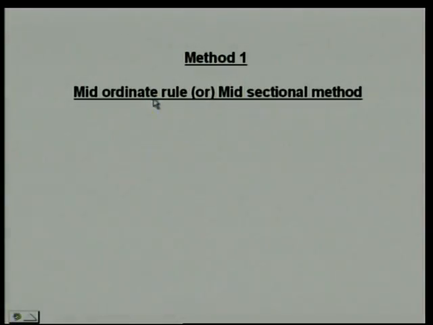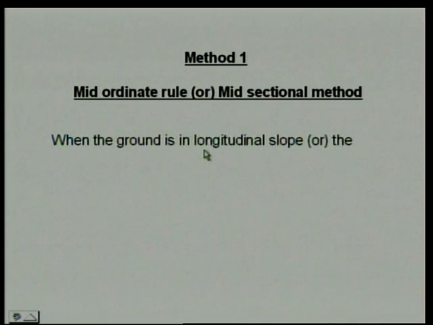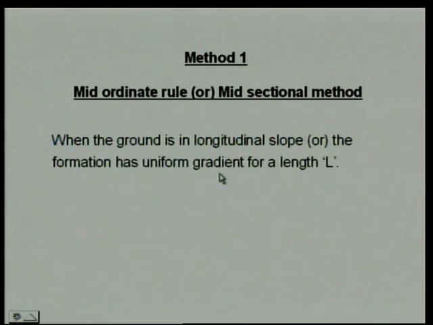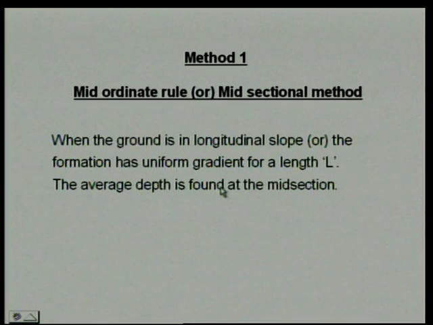Method 1, mid-ordinate rule or mid-sectional method. In this method, when the ground has a longitudinal slope or the formation has a uniform gradient for a length L, then the average depth is found at the midsection. Mid-ordinate rule means the average depth has to be found at the midsection. We shall see in the following visual now.